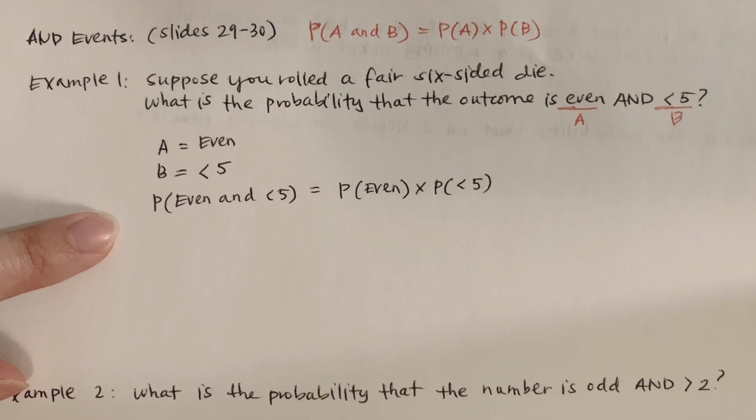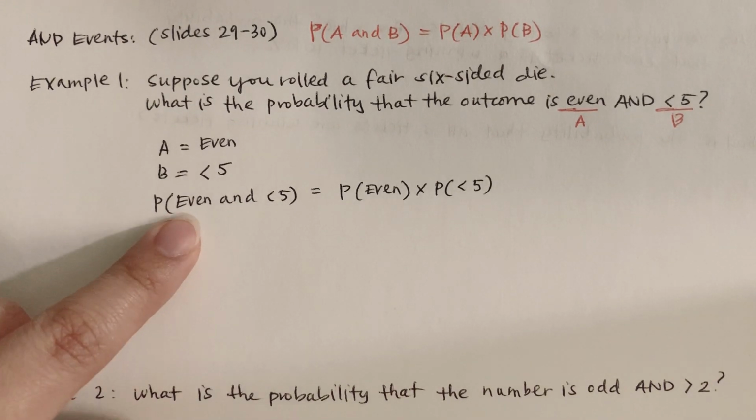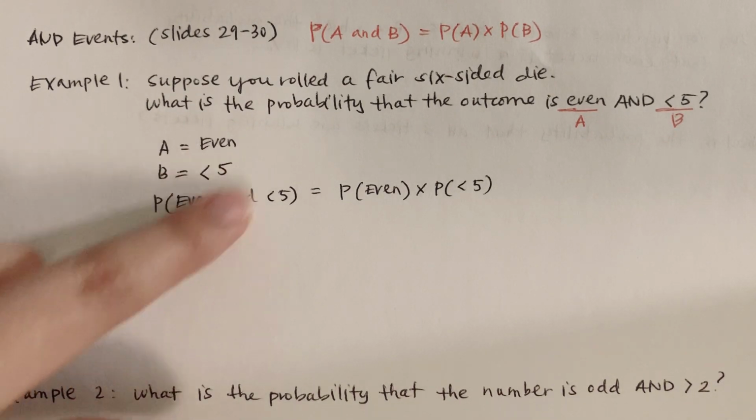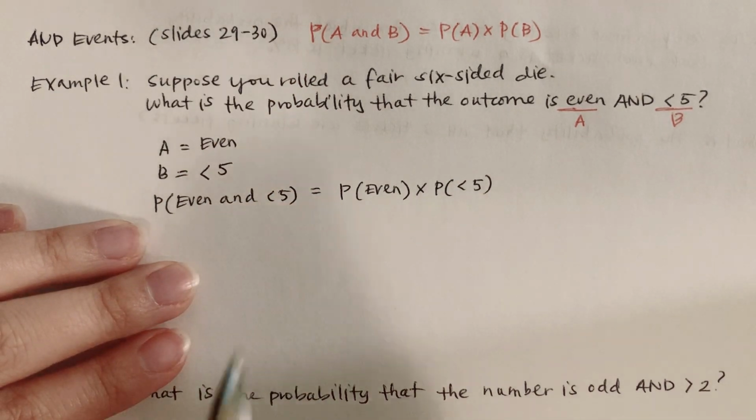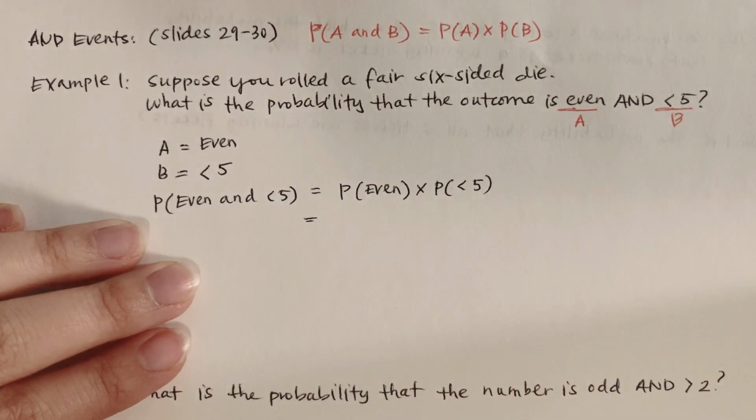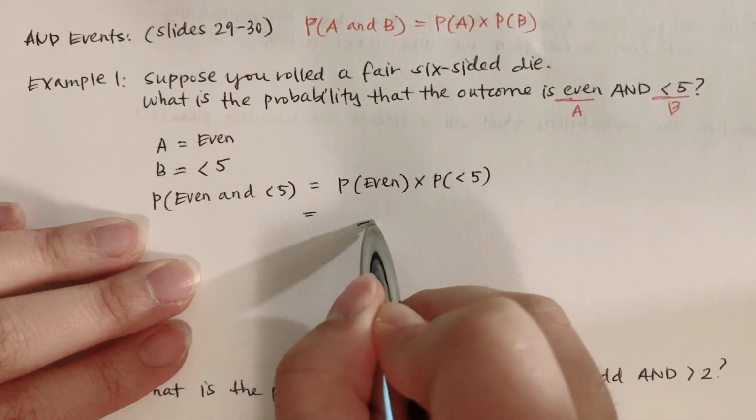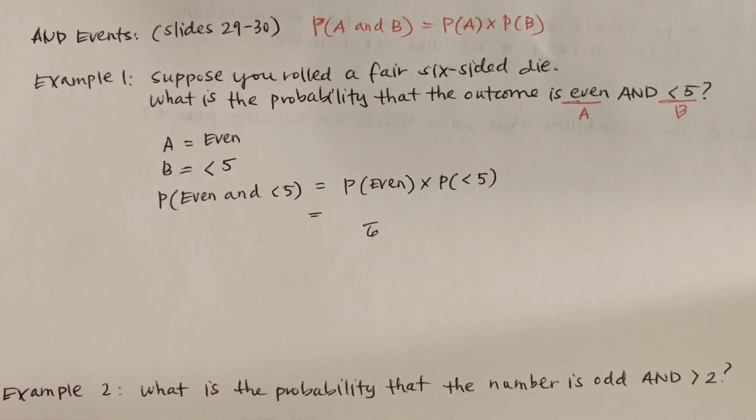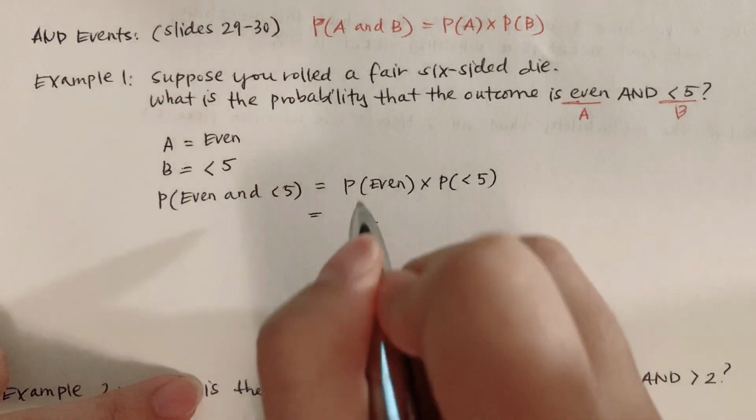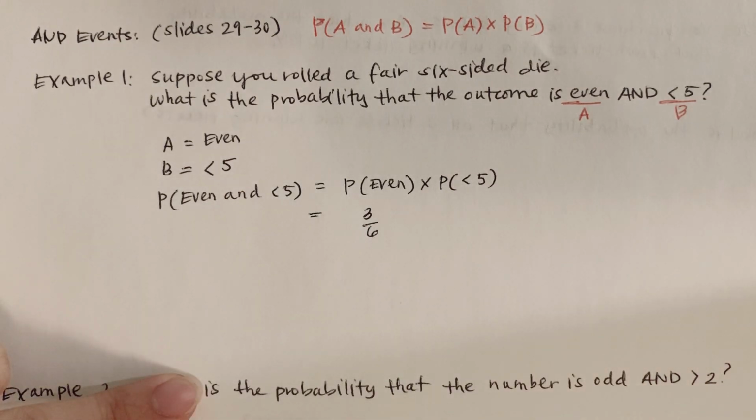So again, all that we're doing is plugging what A and B are into the formula to get what we have right here. So probability of being even. So we know that when we roll a die, we have 6 total outcomes. Out of the 6 of them, how many are even? 3. So the probability of being even is 3 out of 6.